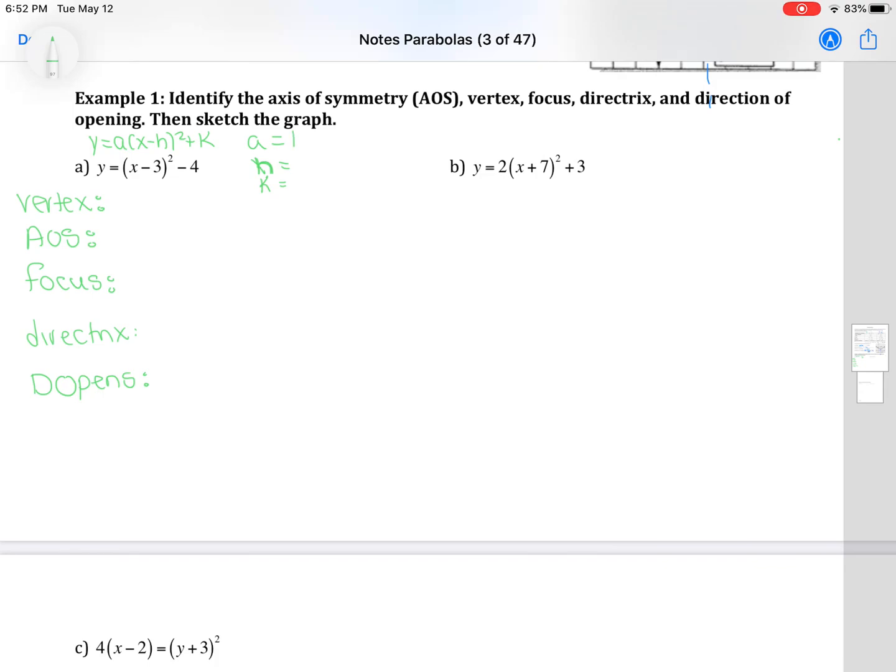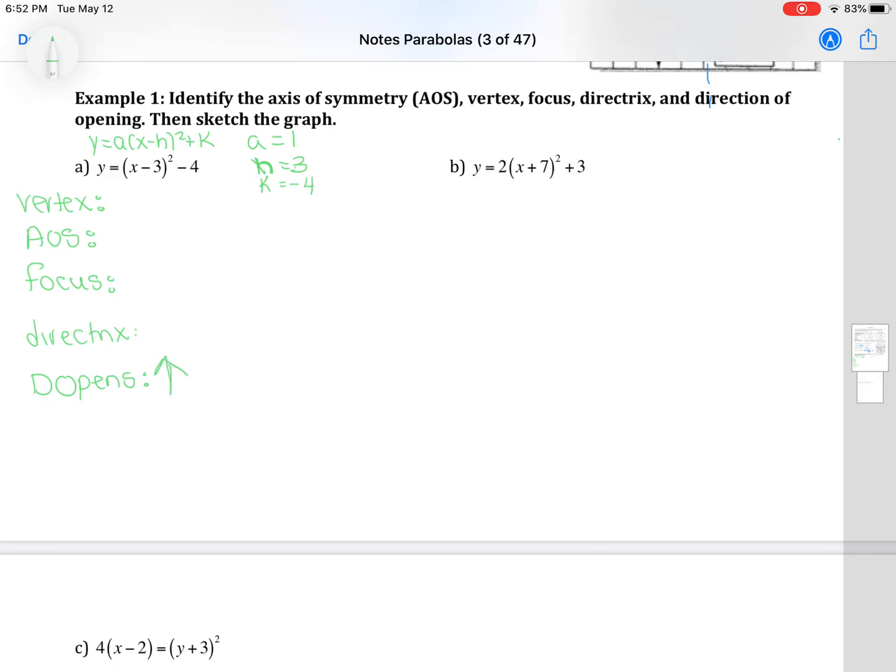So A is in front of the parentheses. We don't see it, so it's a 1. H is going to be 3, and K is going to be -4. It just might help to identify what those are on the sidelines. So your vertex, if we look at the chart above, first of all, it's a y equals equation. So this is an up or down format. A is positive, which means this is going to open up.